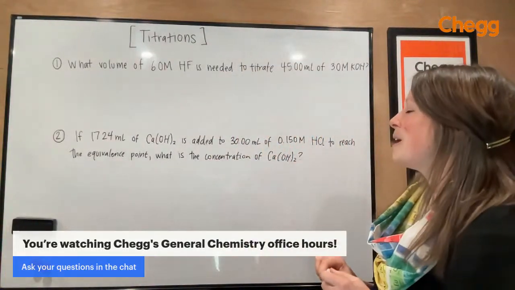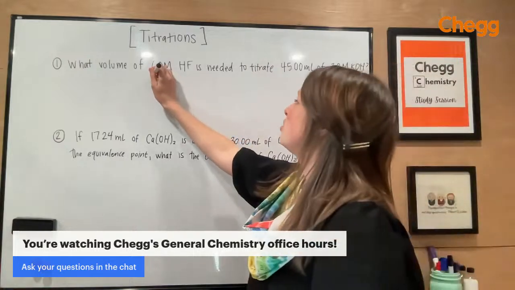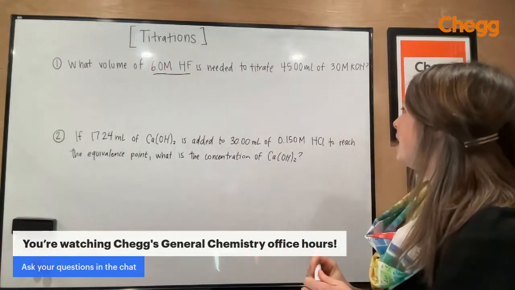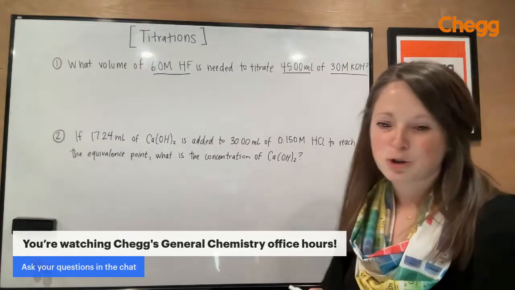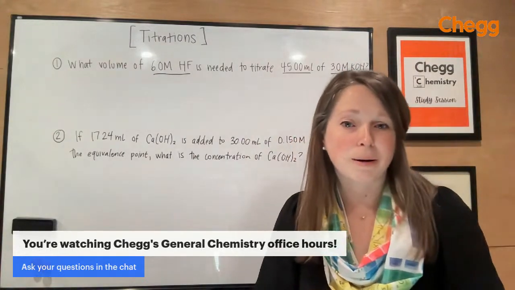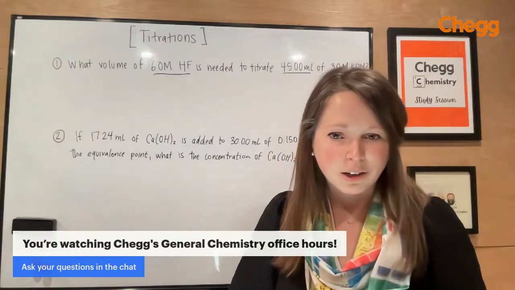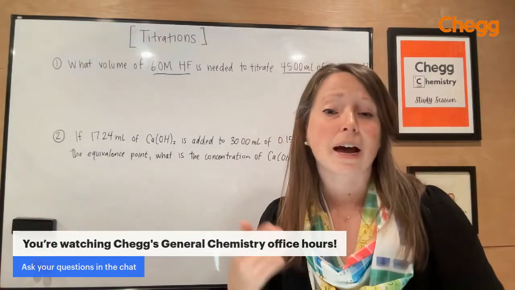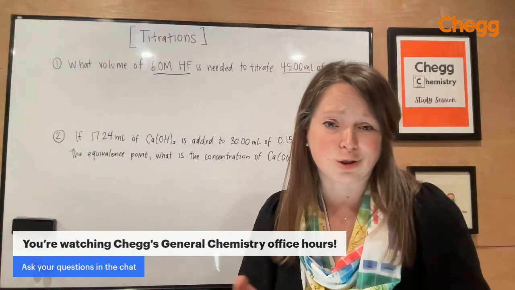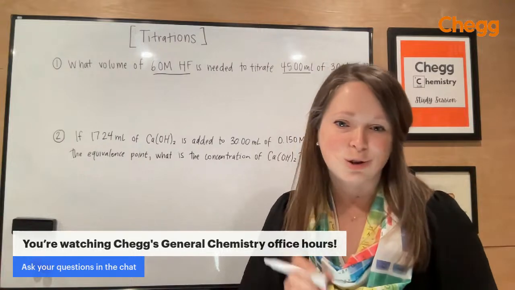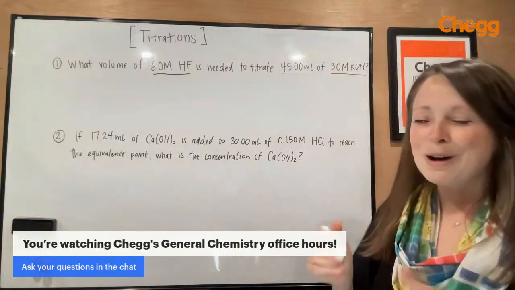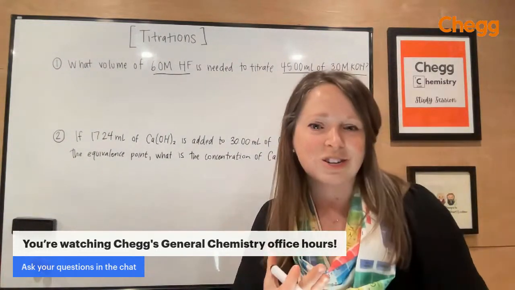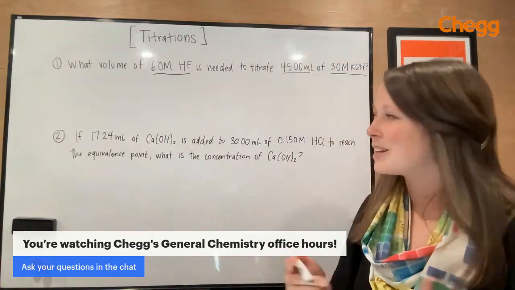What volume of 6 molar hydrofluoric acid is needed to titrate 45 milliliters of 3 molar potassium hydroxide? With a titration problem, the first thing you want to do is write out your neutralization reaction, because how you calculate your concentration is going to be based on the stoichiometric ratio between your acid and your base. In this case, it's going to be a 1-to-1, but I'm going to write out the equation anyway because it's good practice for when things get more tricky.